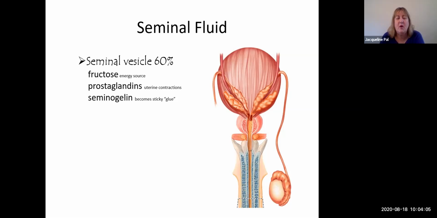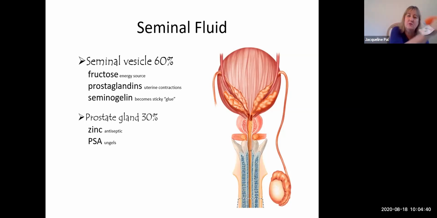The second organ that gives us seminal fluid contributions is the prostate gland, and this is where about 30% of this fluid comes from. And it has two important components we're going to learn about. It has an antiseptic in there, just in case there's any bad germs around. And it also contains another protein which is going to ungel Mr. Sperm after about 5 or 10 minutes. Then this gelatinous seminal fluid just turns into this watery fluid instead, and he can swim away.